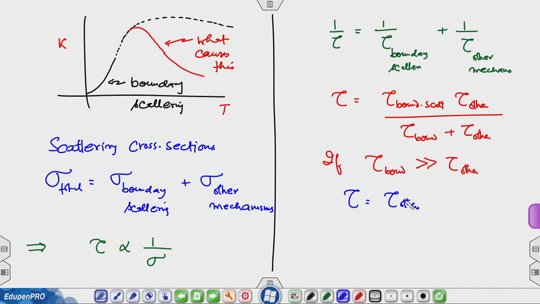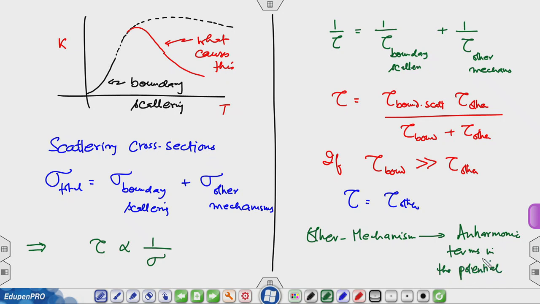So, therefore, what we are seeing is that after a certain temperature, the boundary scattering kept making the conductivity go higher and higher, but after a certain temperature, other mechanism is starting to dominate, and this is what we want to understand, and that is where the other mechanism here we are going to show is anharmonic. This arises from anharmonic terms in the potential. They cause scattering of phonons. How does that happen?